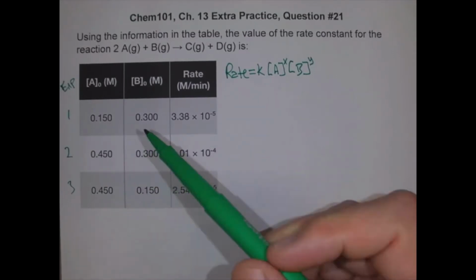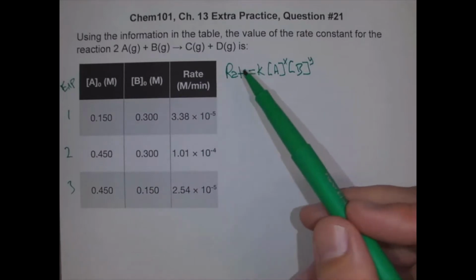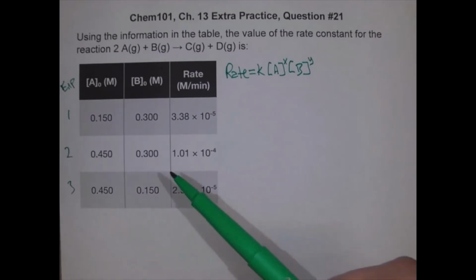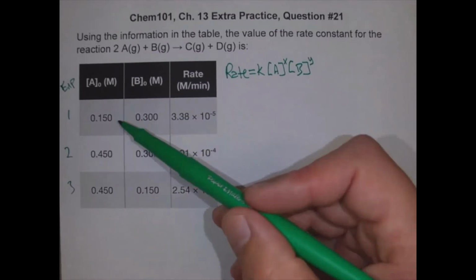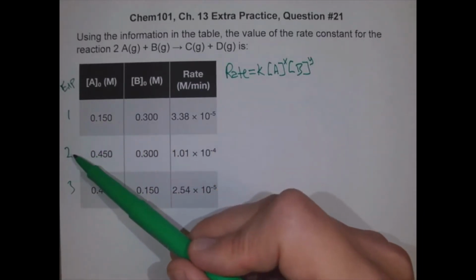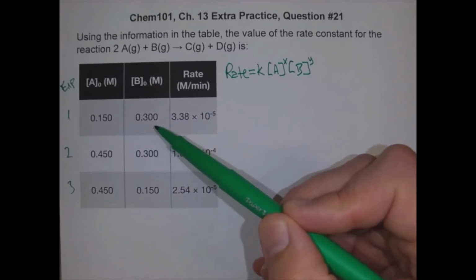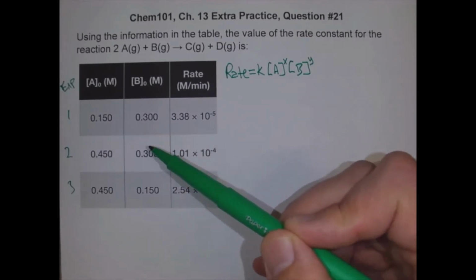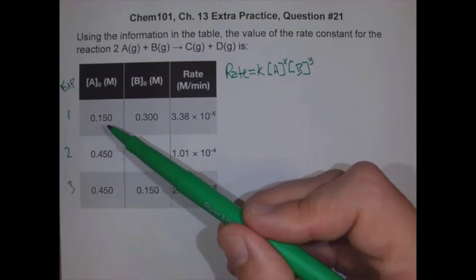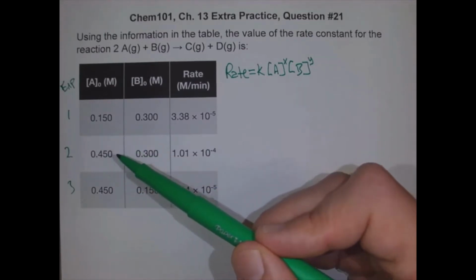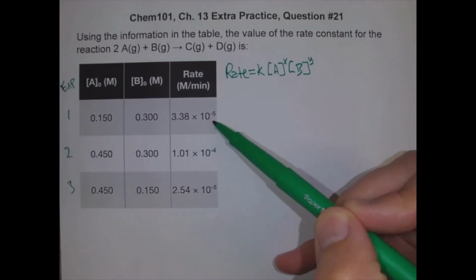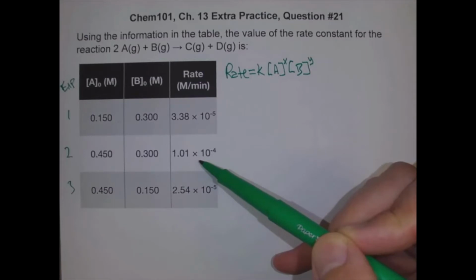And the first thing I need to do is compare 2 experiments where one of the reactants is held constant and the other one is changed, so that I can see how the rate changes with the change in that concentration. And I can do that if I compare experiment 1 to experiment 2. Notice that B stays the same. Concentration of B in both experiments is 0.3, but the concentration of A changes. It goes up from 0.15 to 0.45, and that caused a change in the rate. The rate went from 3.38 times 10 to the minus 5th up to 1.01 times 10 to the minus 4.